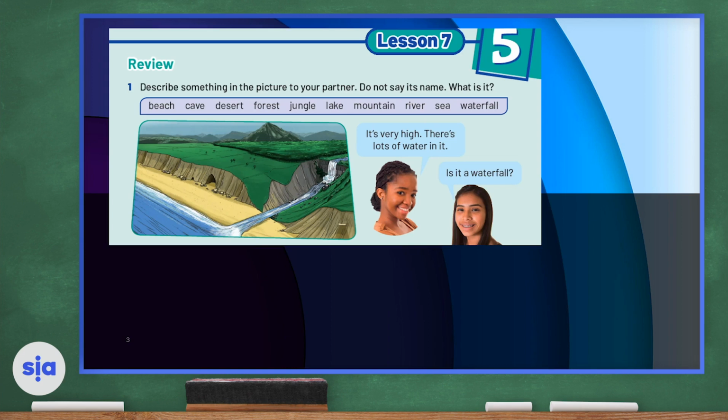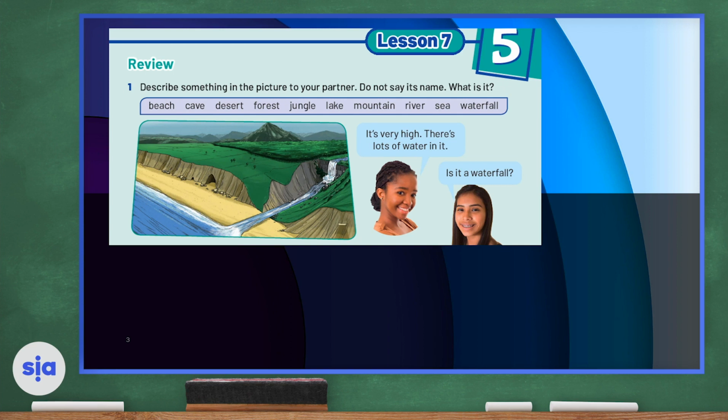Now, I'd like you to look at the picture and describe something in the picture to your partner. Do not say its name. Your partner has to guess what it is. So, let's read the expressions in the speech bubbles. It's very high. There's lots of water in it. Of course. Is it a waterfall? Yes, it is.